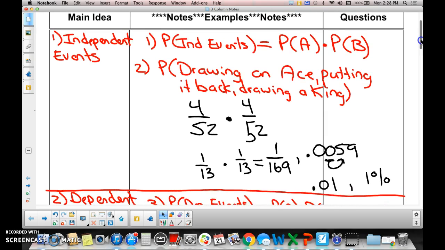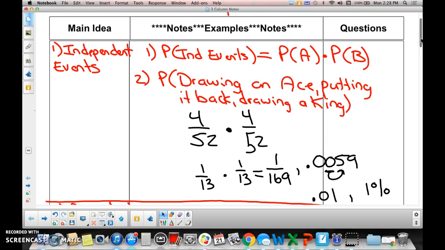So for example, you struggled with independent events and understanding the formula for independent events. Bennett, what is the formula to calculate an independent event? The probability of A times the probability of B.